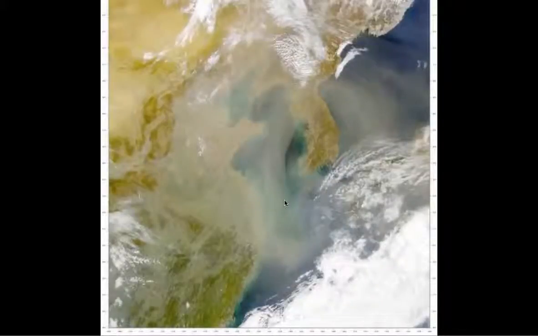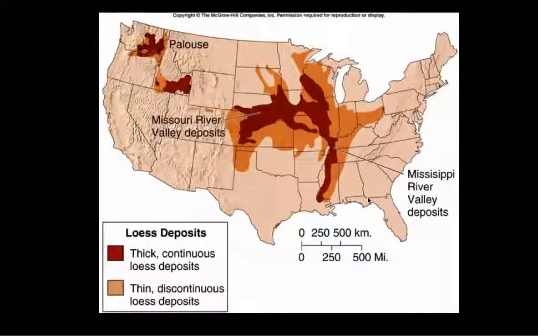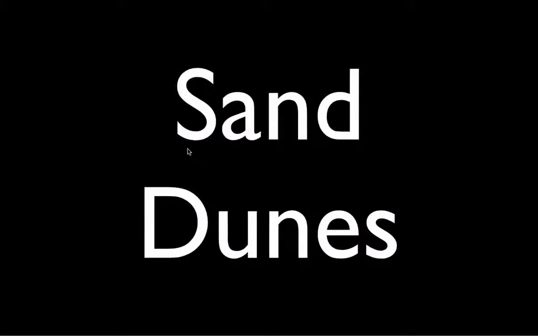Remember I showed you a picture earlier of Asian dust storms, not sandstorms, blowing to North America? This is an example of it. Here's the dust blowing over to North America. Here is loess and where it occurs in the United States. Notice no loess in Arizona. Sand dunes. Let's pause this here and we'll pick it up in just a minute.